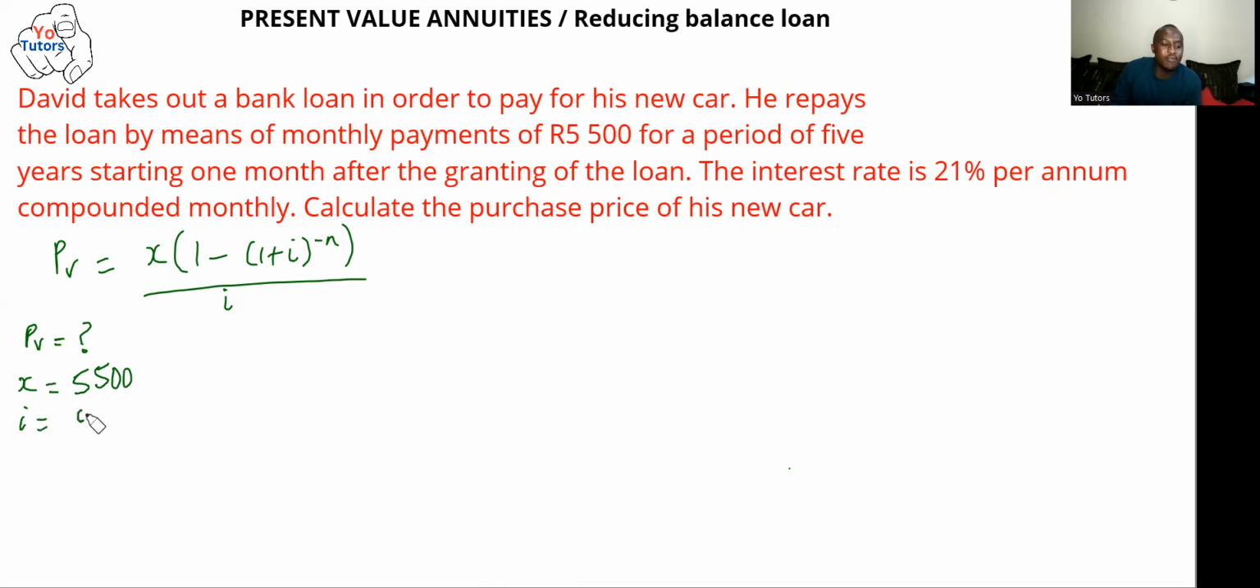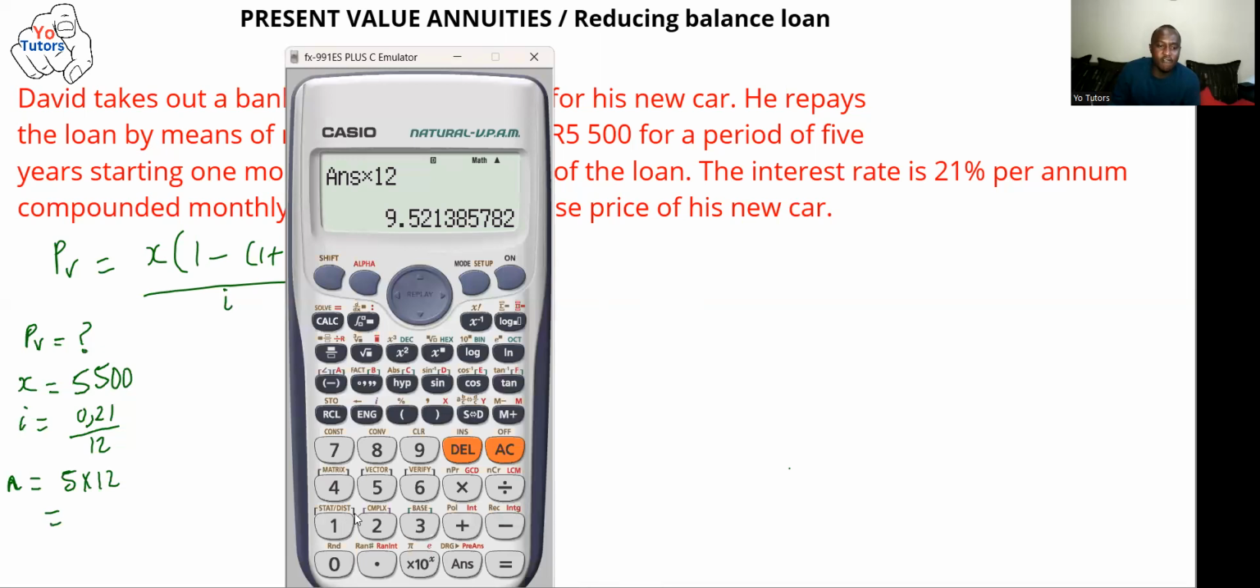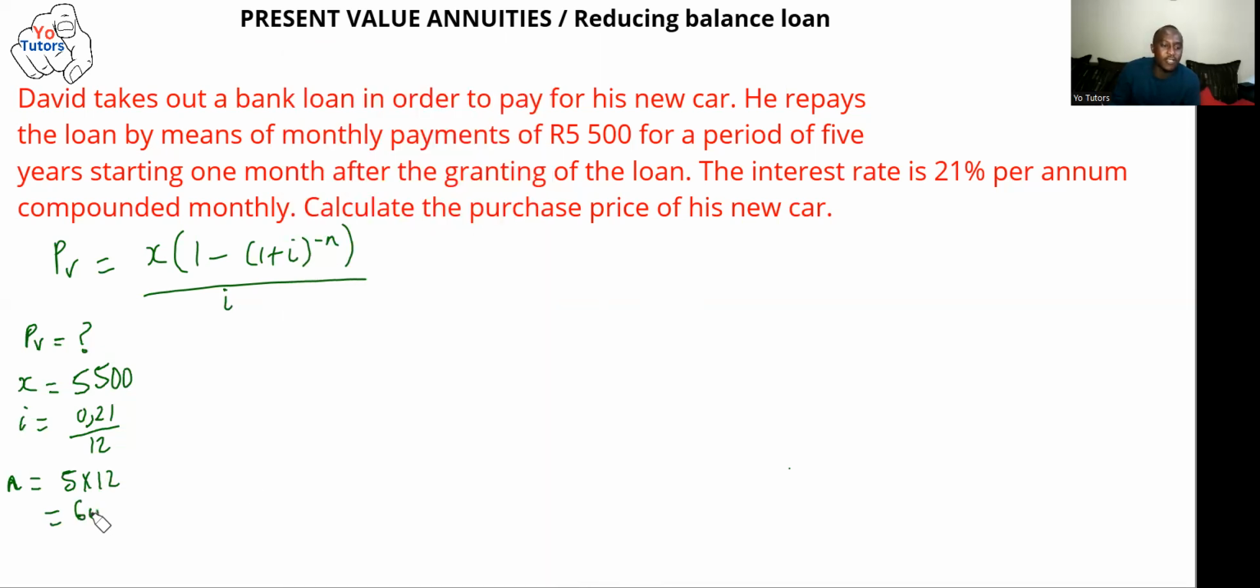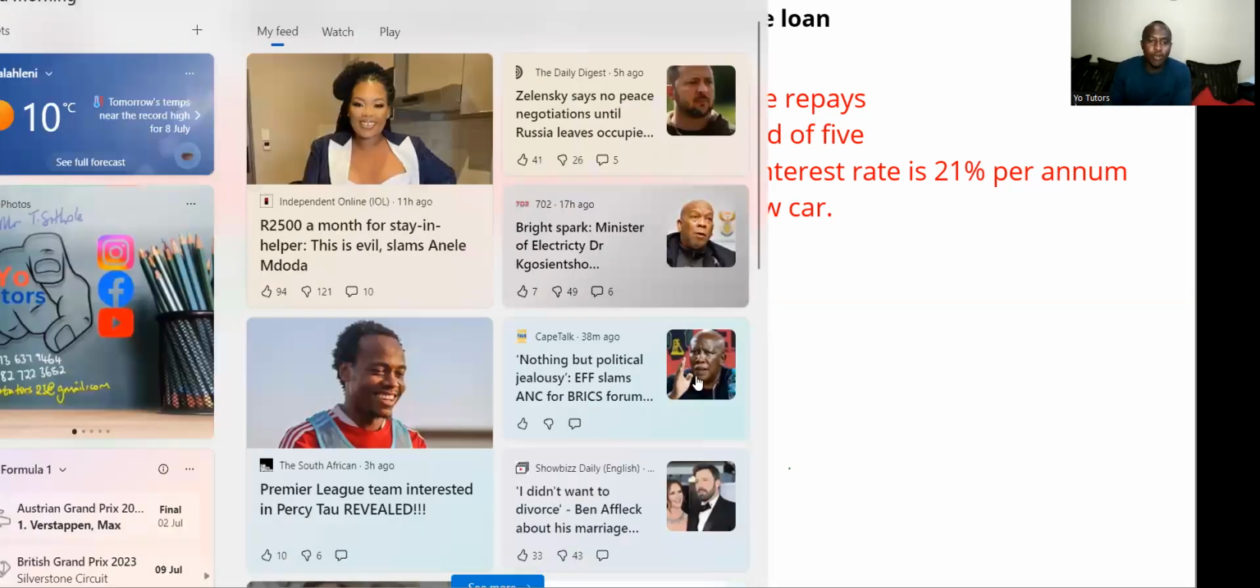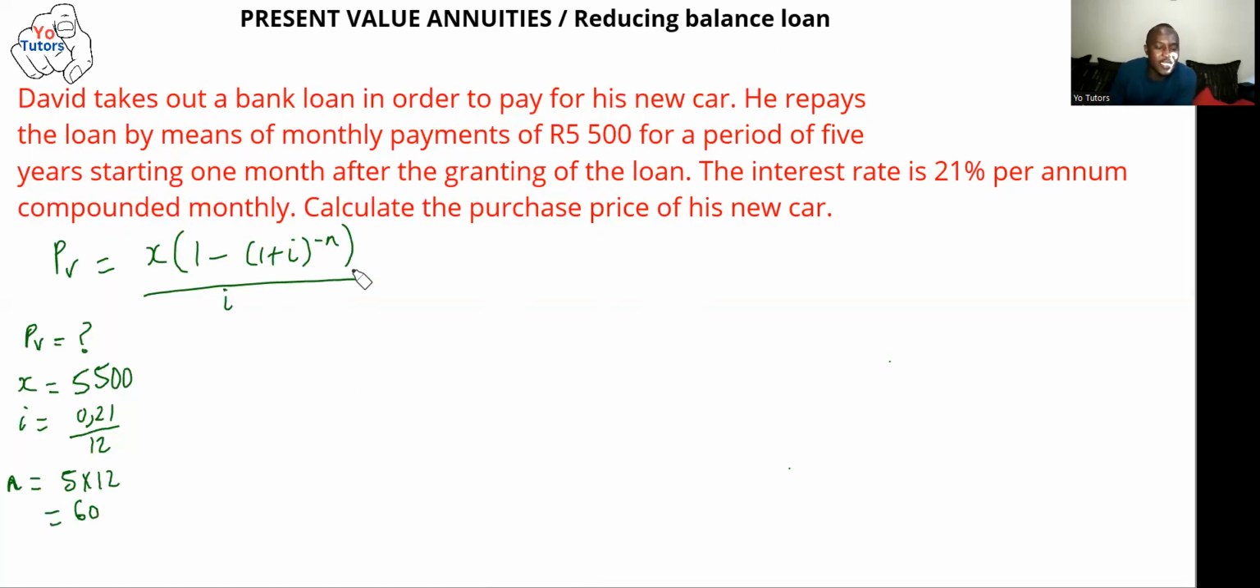It's 21%, which is 0.21 over 12 compounding periods. What about our N? How many N do we have here? It's going to be for 5 years and monthly. So it's going to be 5 times 12. And what is 5 times 12? I think it's 60. So we have got our 60 there. Okay. So we have everything we need now.